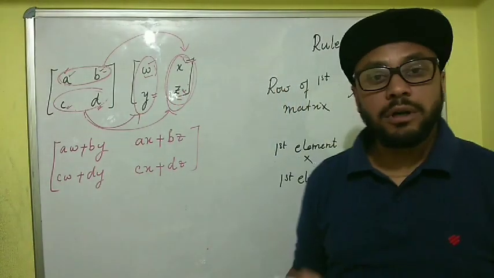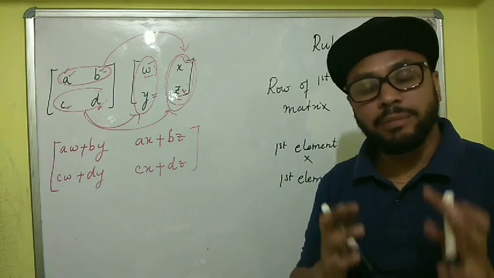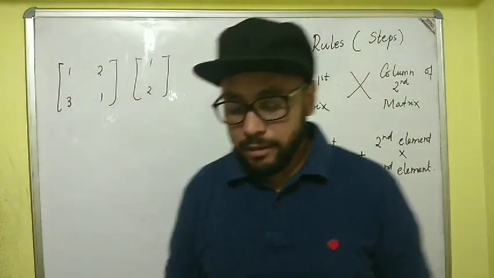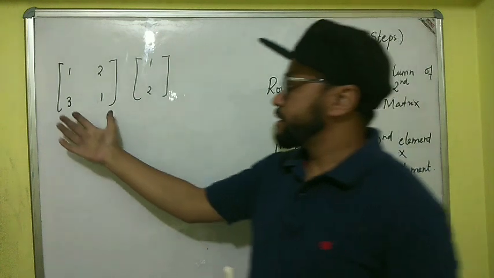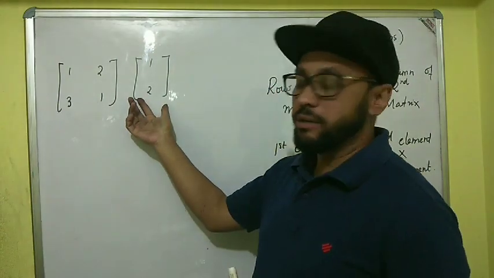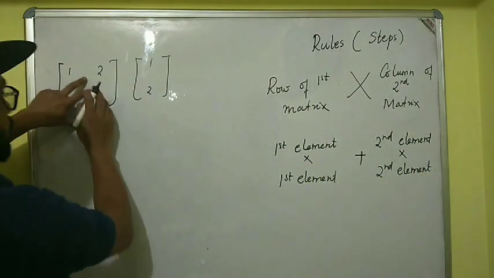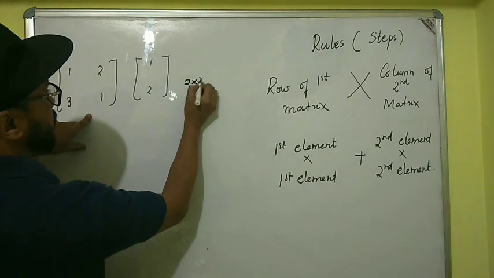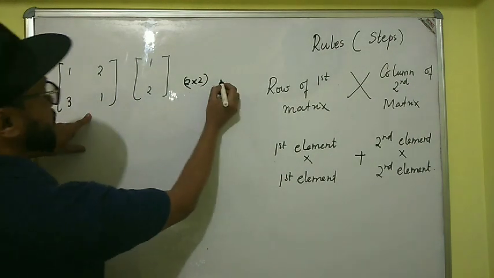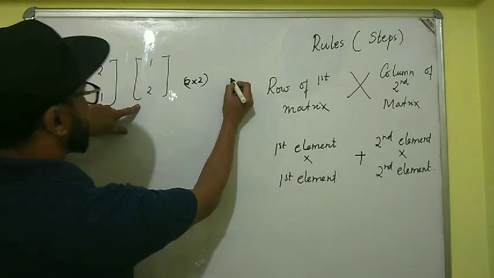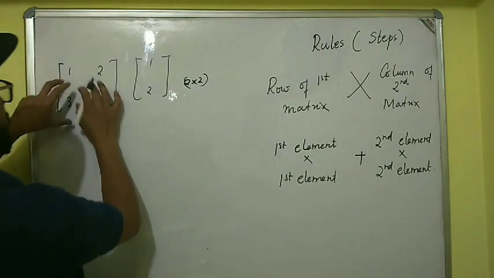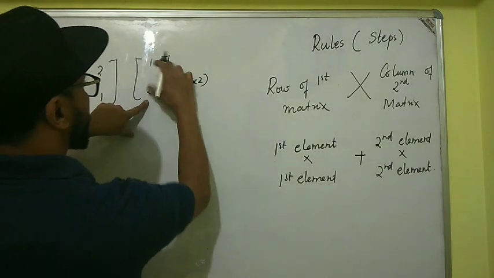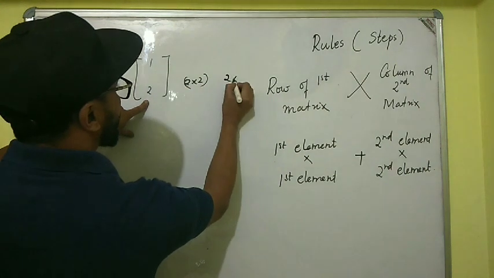Now let me explain with more examples so that it will be clear for you. Let's take this example. This is the first matrix and this is the second matrix. We can easily multiply, because what is the condition? The column of the first matrix has to be equal to the row of the second matrix. The order of this matrix is 2 cross 2 and the order of this matrix is 2 rows and 1 column.